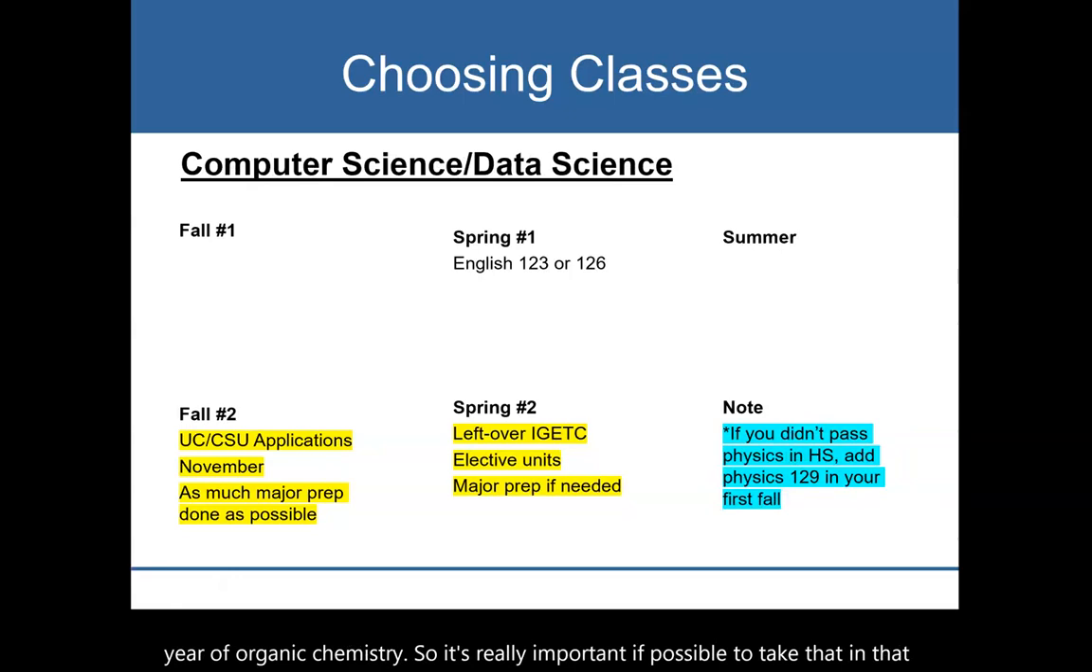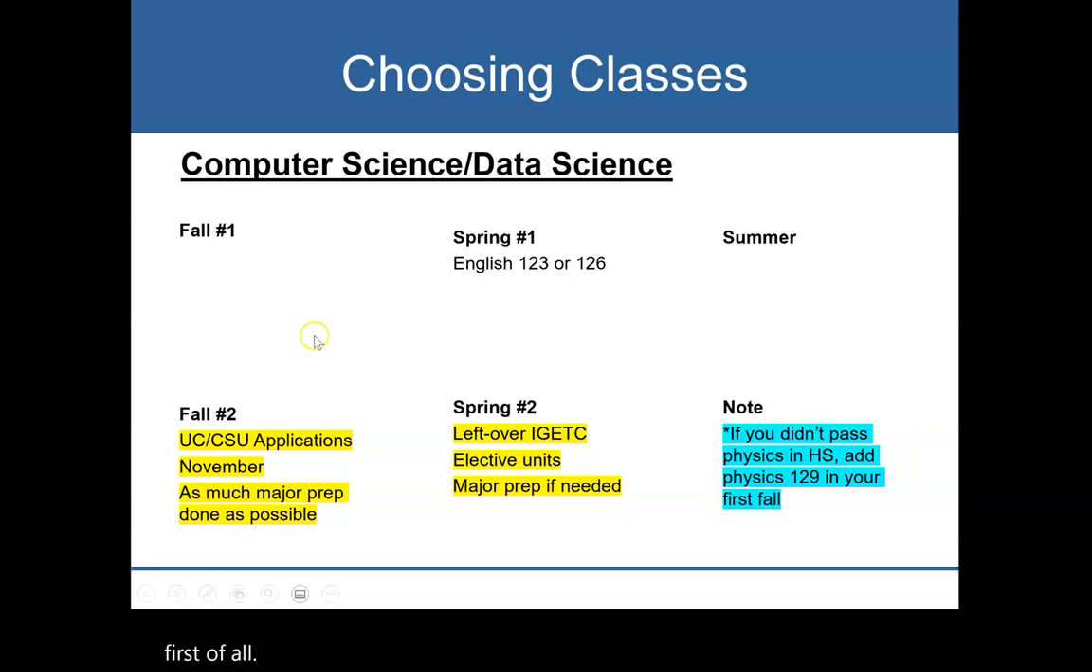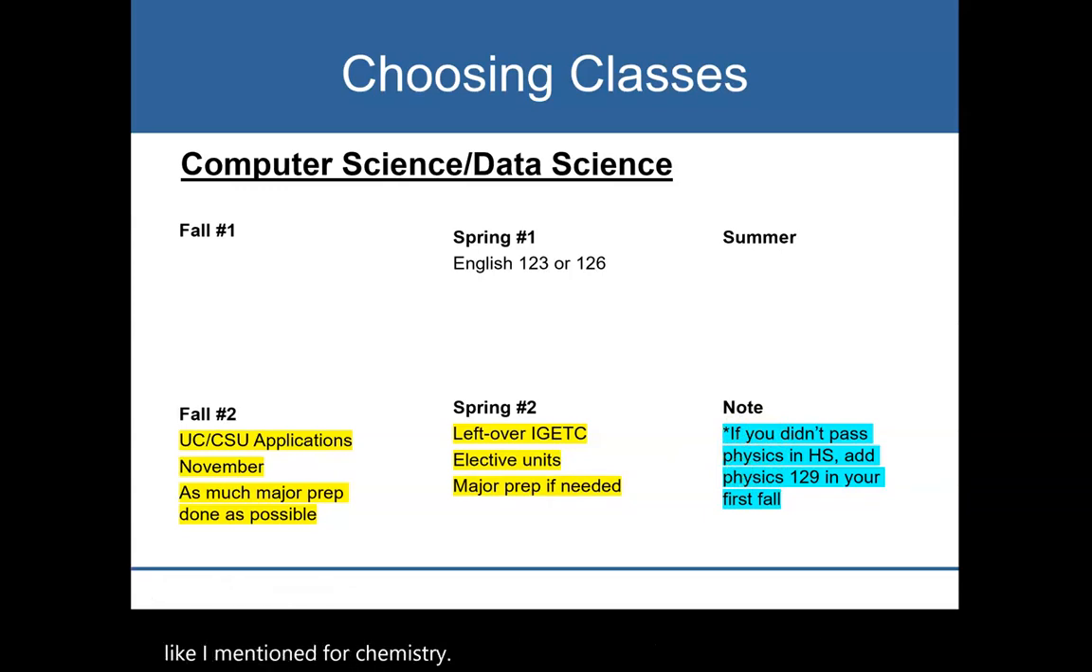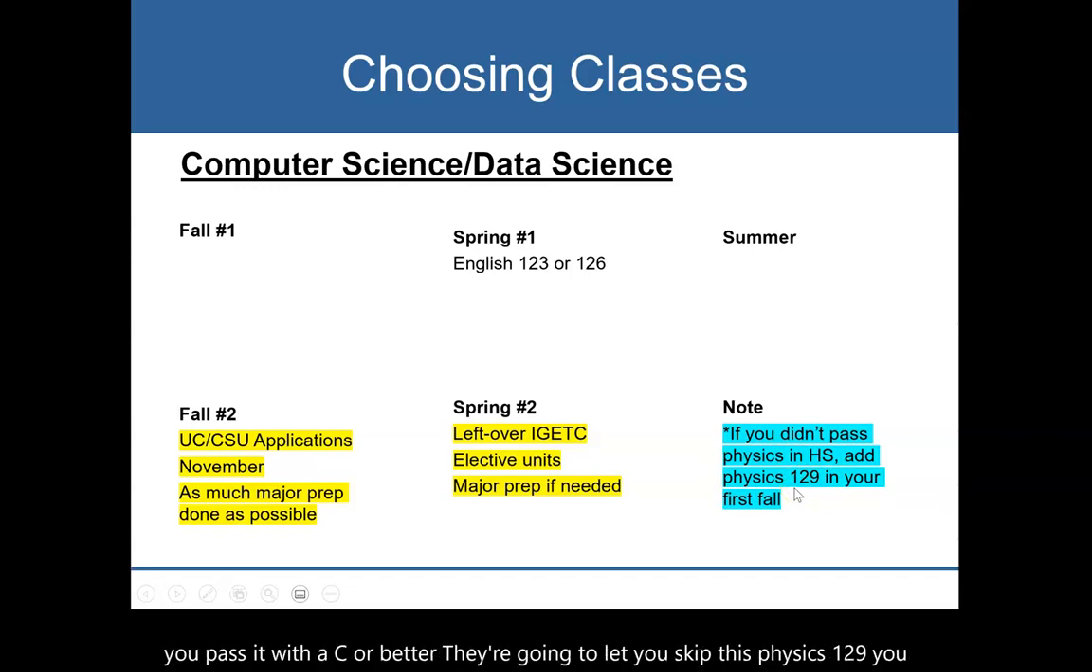Computer science or data science. Same thing, depending on the university, you might have to take physics, and just like I mentioned for chemistry, if you took physics in high school, you do not have to take an assessment, but if you pass it with a C or better, they're going to let you skip this Physics 129. You want to get those transcripts sent into our admissions office soon, so that you do not have to take this class in your first semester.